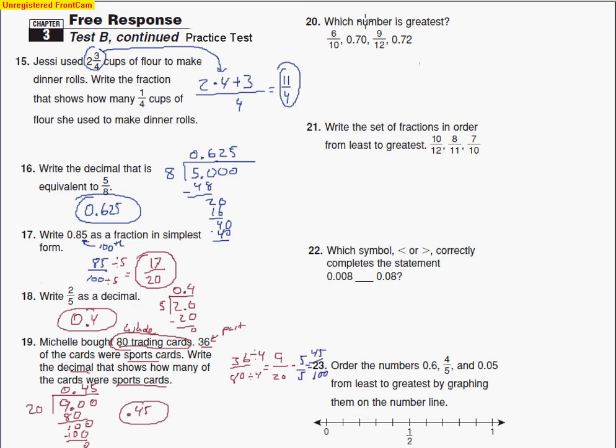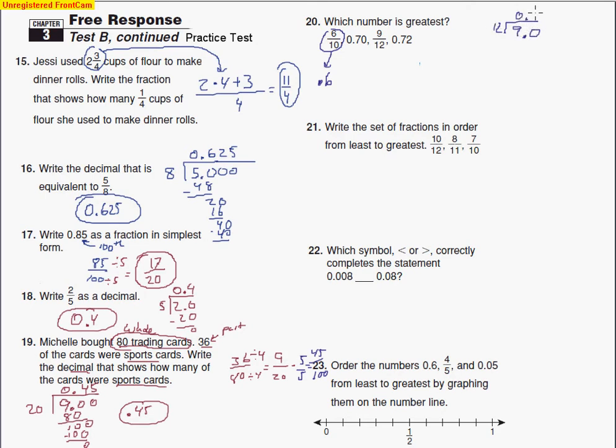Here it says, which number is greatest? We've got to either change them all to fractions or all to decimals. It would be easier to change these numbers to decimals, so let's do that. 6/10 is just 0.6, 6 in the tenths place. So all we really have to do is figure out the 9/12 as a decimal. Let's go ahead and do that. 12 into 9. Well, it doesn't go into 9, so we add the decimal point.